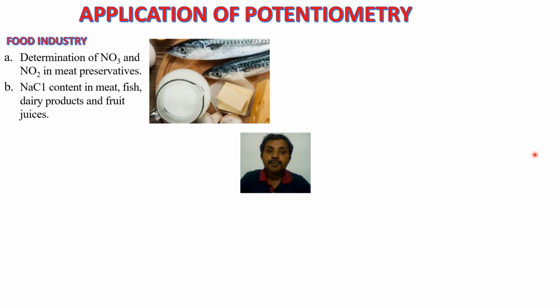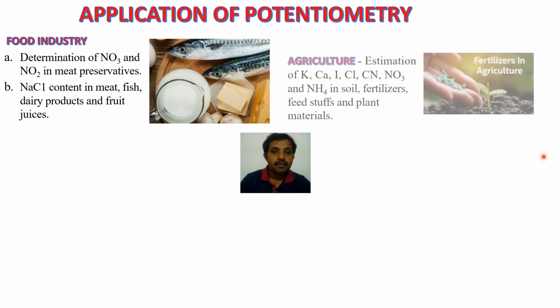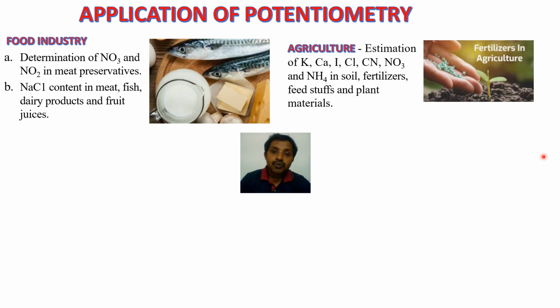Now, potentiometric methods are used in determination of nitrate and nitrite in meat preservatives, and they are also used to identify the content of sodium chloride in meat, fish, dairy products, fruit juices, etc. The potentiometric methods are used in the estimation of potassium, calcium, iodide, chloride, cyanide, nitrate, and ammonium in the soil, fertilizers, feedstuffs, and plant materials also.